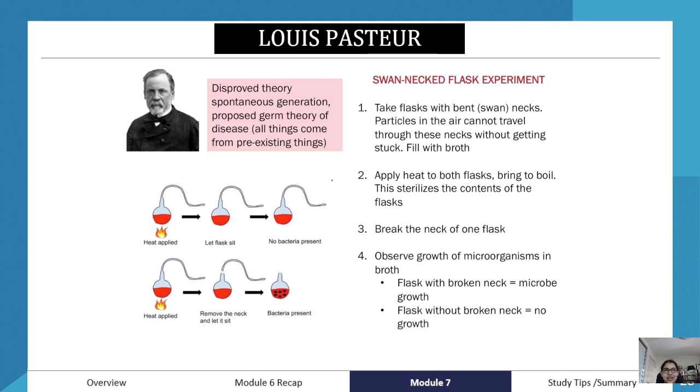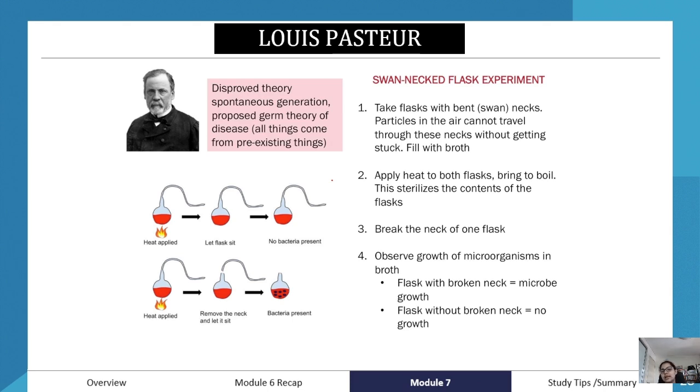And to us now, that is like the most logical thing ever, right? But at the time, because they didn't have the scientific research to back that, they were just like, oh, it just happened. It can just happen. But he said, no, it is happening because it's coming from something that's pre-existing and that has contact with whatever it is that is being infected. And he shows that through his swan-necked flask experiment.